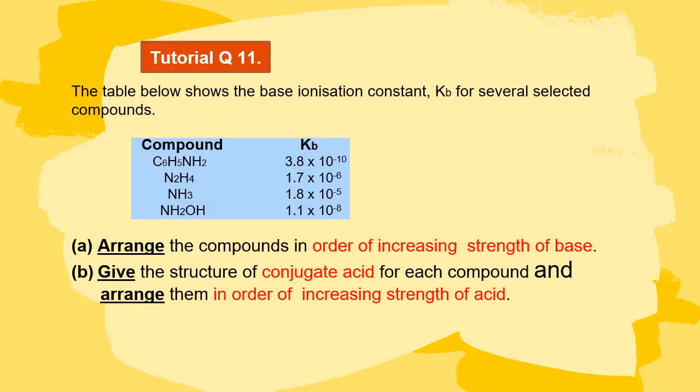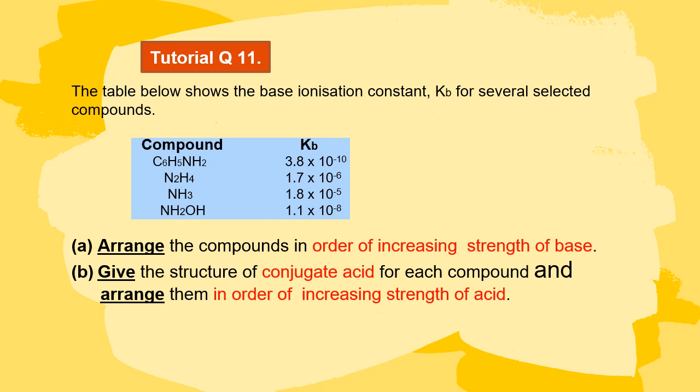Now, let's try one example related to Ka and Kb. Tutorial question 11. The table below shows the base ionization constant Kb for several selected compounds. There are 4 compounds. First, arrange the compounds in order of increasing strength of base. As we know, the higher the concentration of hydroxide ion, the larger the Kb value. So in order of increasing means from the weakest one, the smallest Kb value, to the largest Kb value. Based on here, the smallest one is this one.